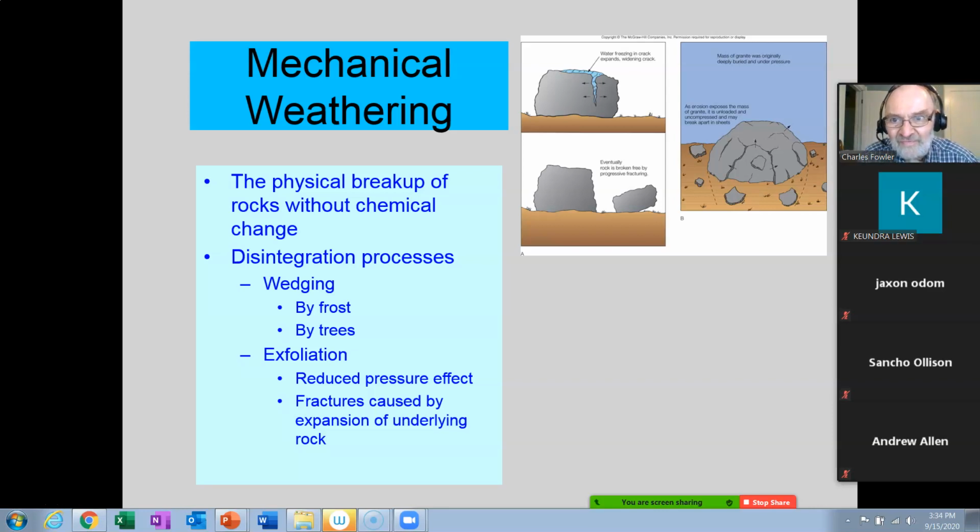So mechanical weathering, physical breakup without chemical change, just the breaking apart. Okay? And water can cause that, especially when it freezes, it expands and breaks rock up. It does that year after year, making the crack bigger and bigger. At some point, that piece of rock becomes two smaller pieces of rock, and in the process, some of that could have been broken down more. So that's one, wedging. Now, tree roots will be doing the same thing.